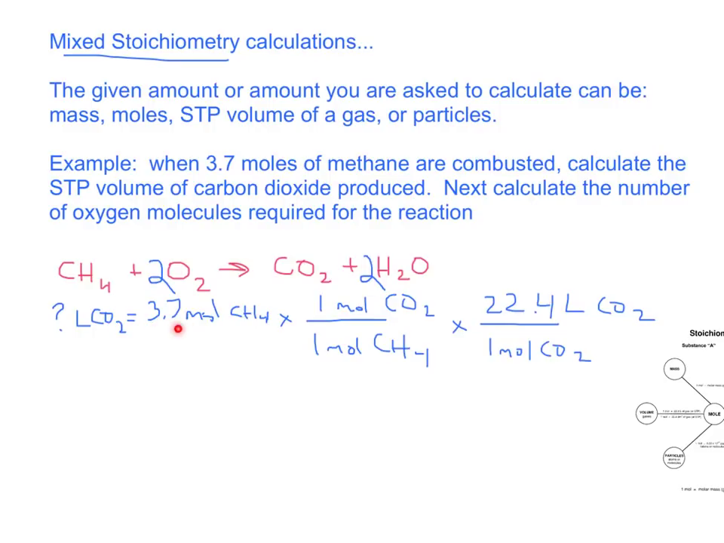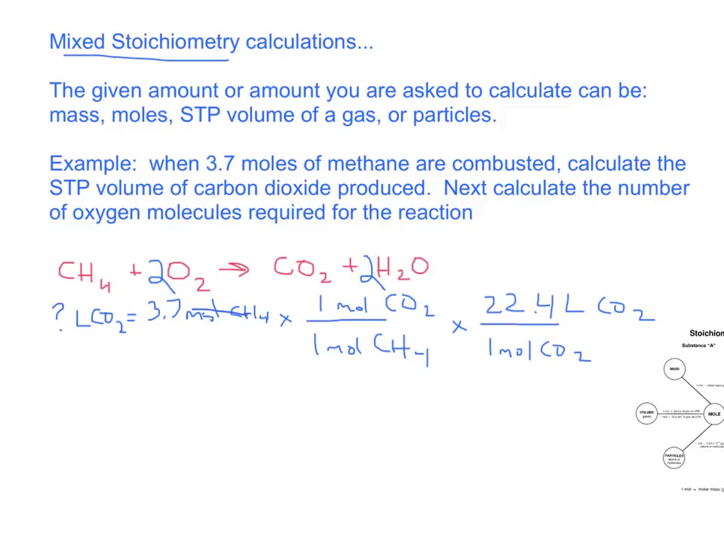I started with the given, 3.7 moles of methane, put in the conversion factor to move from moles of methane to moles of carbon dioxide, and I know it's a 1 to 1, so mathematically it's not going to do anything, but it's going to change our unit. And then we're going to get rid of the moles of CO2 by this conversion factor that equates 1 mole of a gas, carbon dioxide's a gas, to 22.4 liters when we're at standard temperature and pressure.